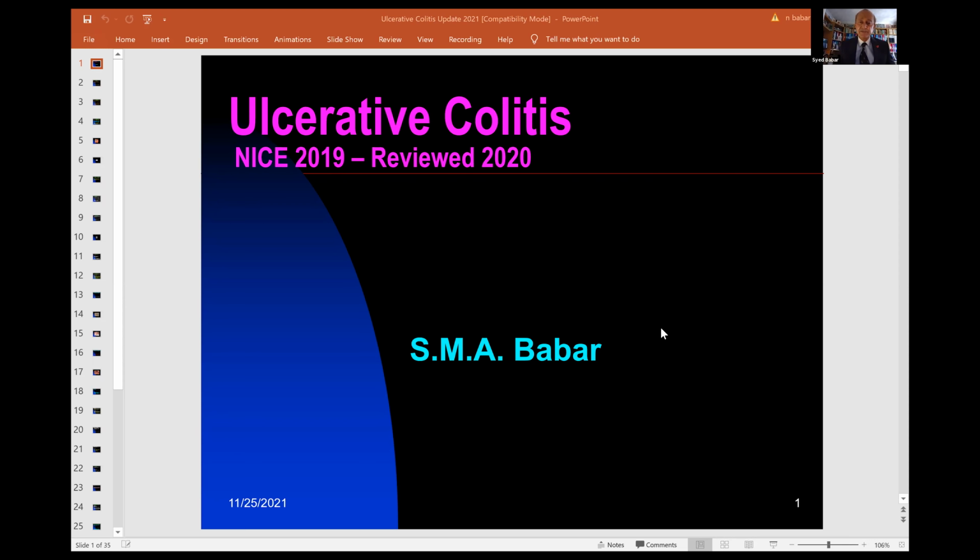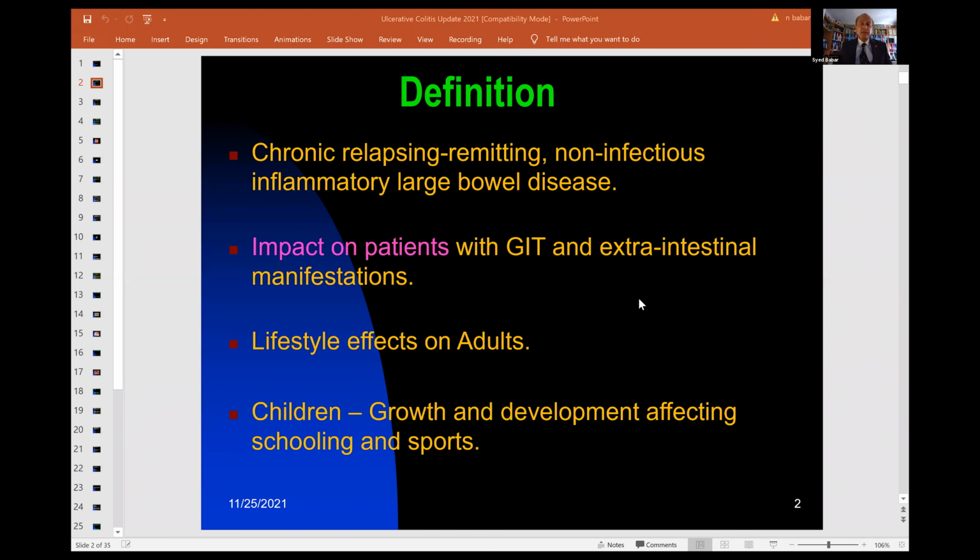So, what is ulcerative colitis? As is described by NICE in 2019 and reviewed by them and by the chronic knowledge summaries in 2020, the description of ulcerative colitis would be a chronic relapsing, remitting, non-infectious inflammatory large bowel disease, which has a significant impact on patients, including adults and children, with colonic, abdominal, and extra-intestinal manifestations, affecting the lifestyle, work, and sports for adults, and affecting the growth and development and schooling of children.